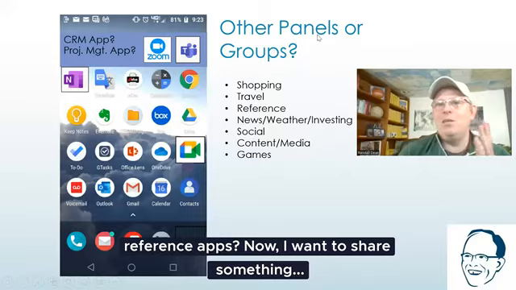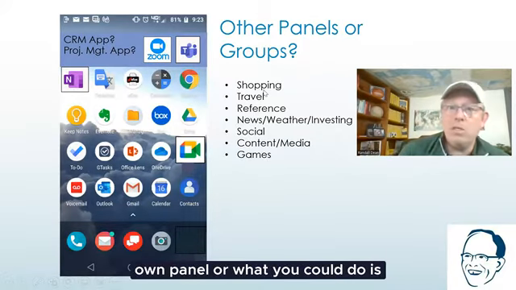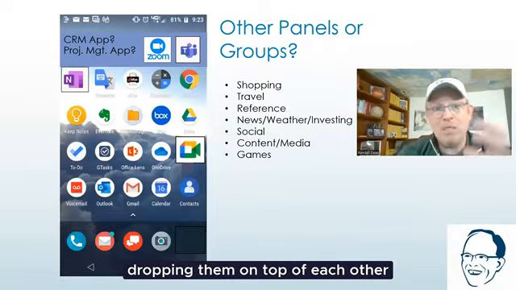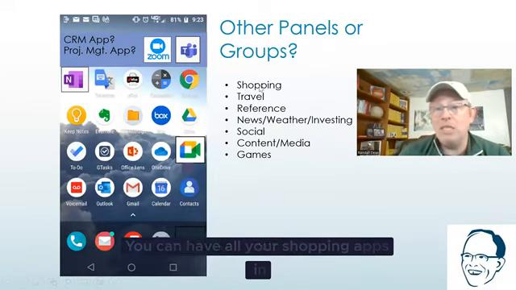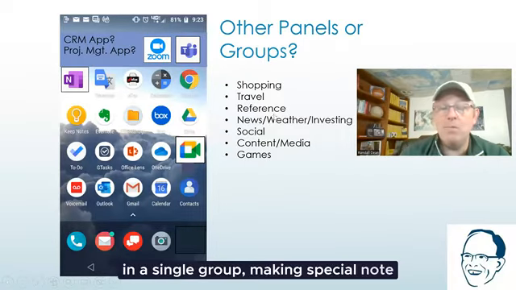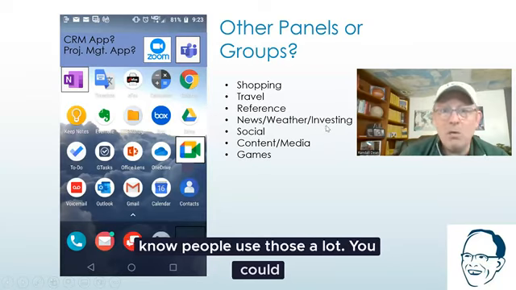Now, I want to share something. I said panels or groups. You could make each one of these their own panel. Or what you could do is you could have a single panel off to the side where you group them all together by picking up apps and dropping them on top of each other to create a group, give it a name. You could have all your shopping apps in a single group, all your travel apps in a single group, all your reference apps in a single group, making special note of news, weather, and maybe investing, because I know people use those a lot.